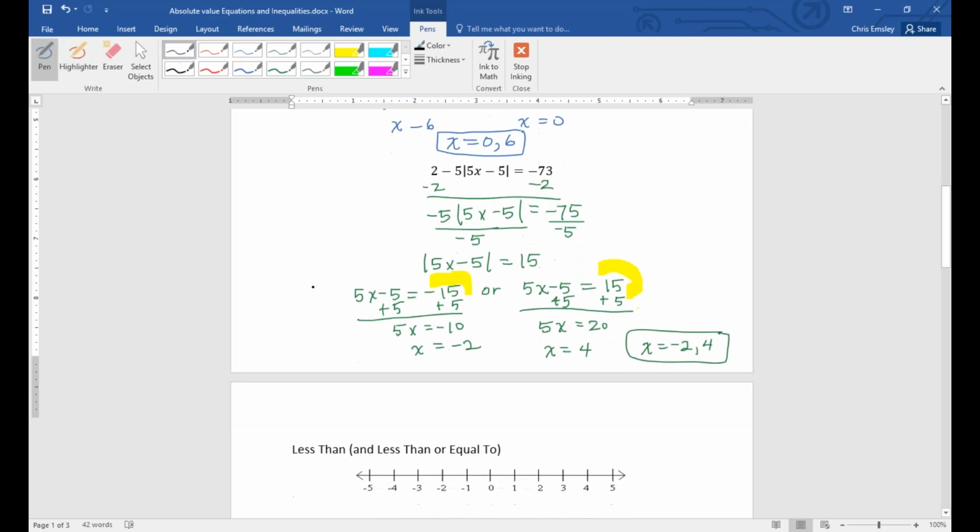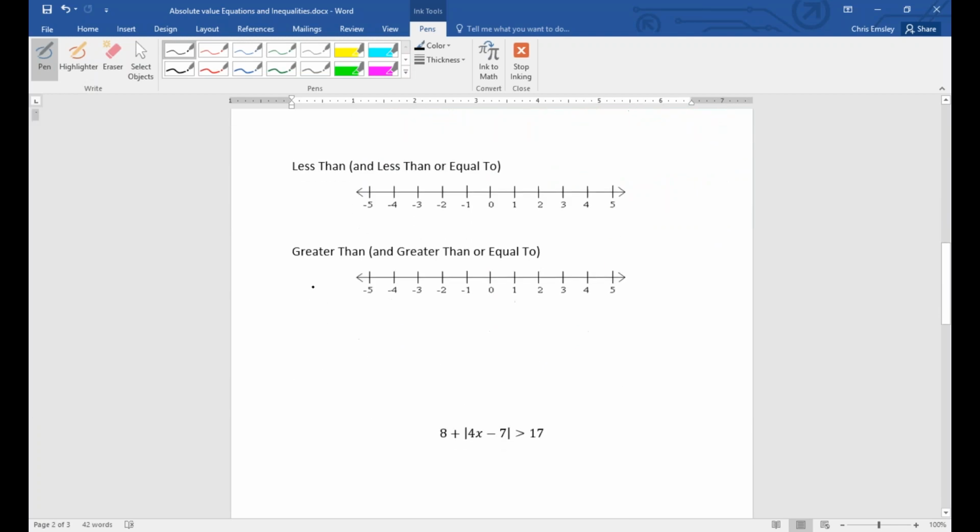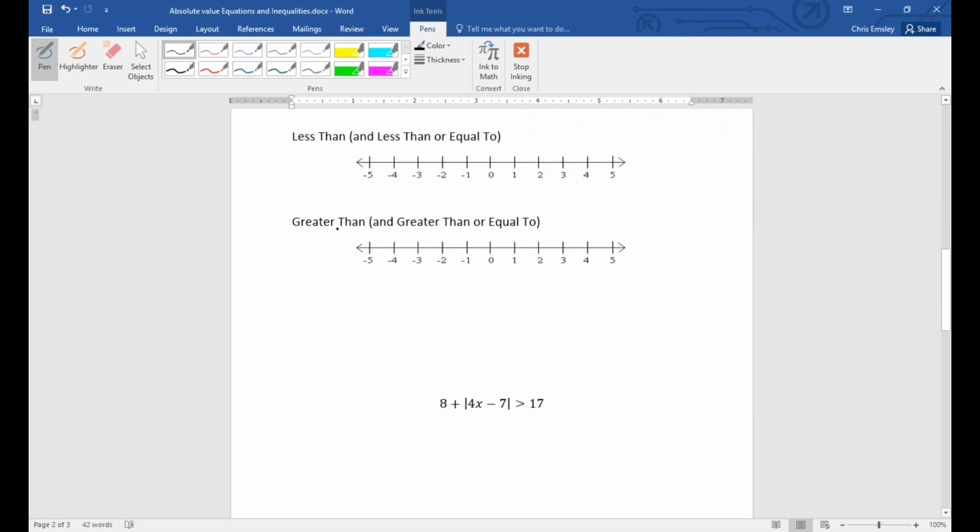Okay, so let's look at some inequalities. Two cases, less than and greater than. The equal to's work the same. So less than or equal to, same procedure. Greater than or equal to, same procedure. So we'll start by talking about less than. Again, let's look just real quickly at the definition here.